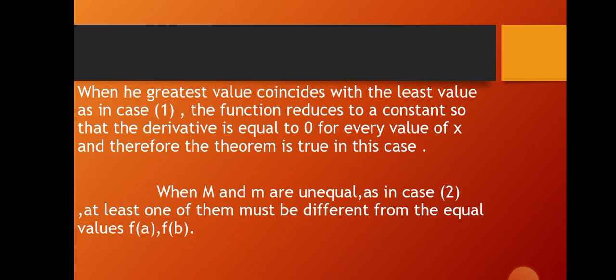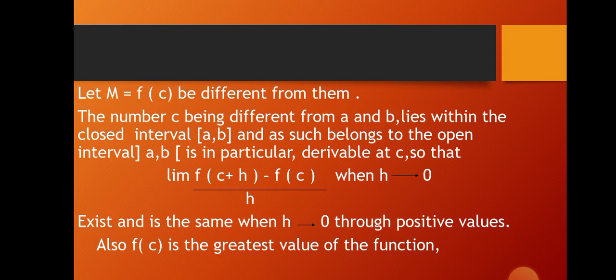When the greatest value coincides with the least value, as in case first, the function reduces to a constant, so that the derivative equals 0 for every value of x, and therefore the theorem is true in this case. When capital M and small m are unequal, as in case second, at least one of them must be different from the equal value f(a), f(b). Let capital M equals f(c) be different from them.